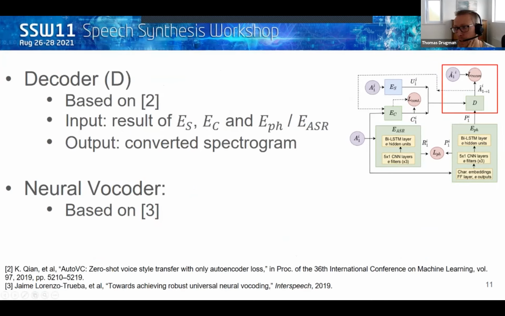On the top right here, in the rectangle, we do have the decoder, which takes as input the embedding from the speaker encoder, the content encoder, and during training, the phonetic encoder. It's based, again, very standard, on AutoVC, and as output, it provides the converted spectrogram, which itself is fed into the neural vocoder. And for that, we use our robust, universal WaveRNN vocoder.